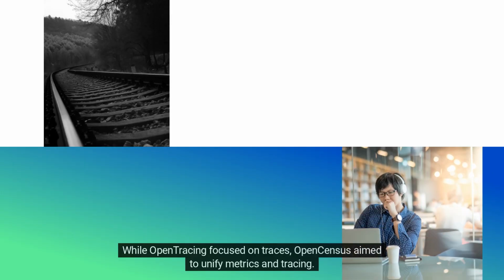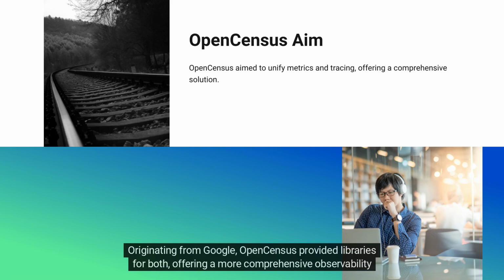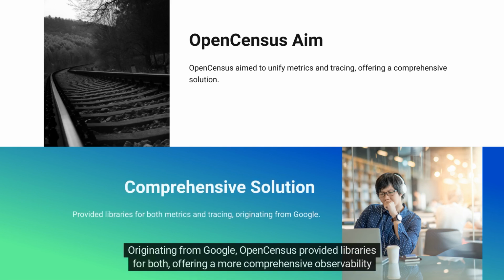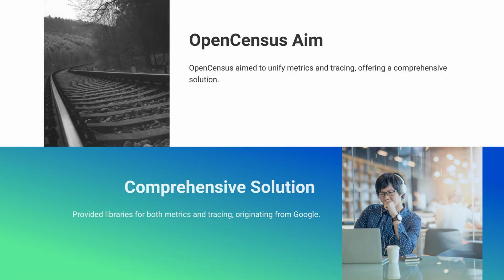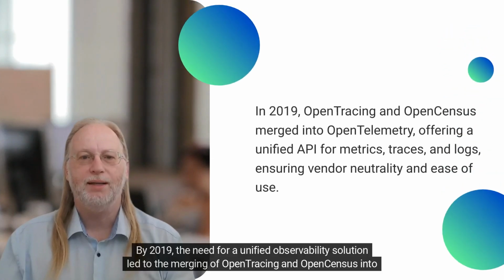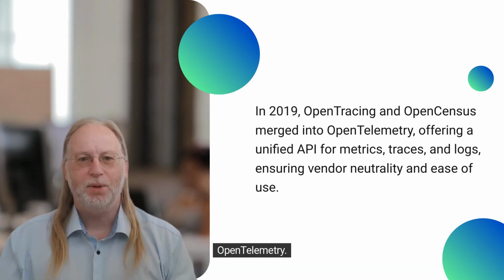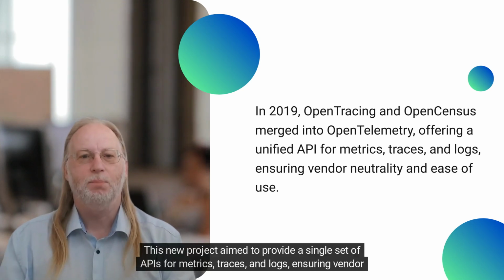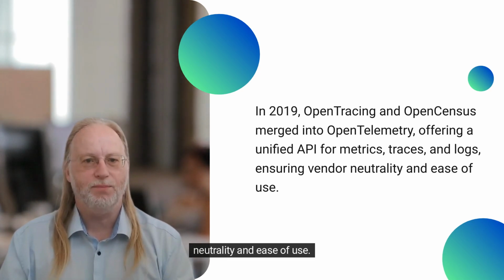While OpenTracing focused on traces, OpenCensus aimed to unify metrics and tracing. Originating from Google, OpenCensus provided libraries for both, offering a more comprehensive observability solution, though its scope was still limited. By 2019, the need for a unified observability solution led to the merging of OpenTracing and OpenCensus into OpenTelemetry. This new project aimed to provide a single set of APIs for metrics, traces, and logs, ensuring vendor neutrality and ease of use.